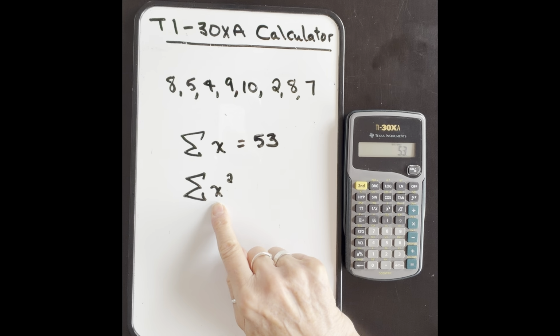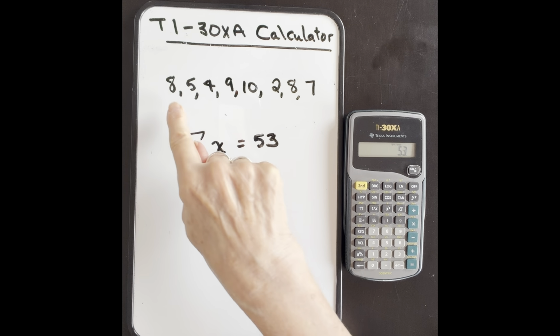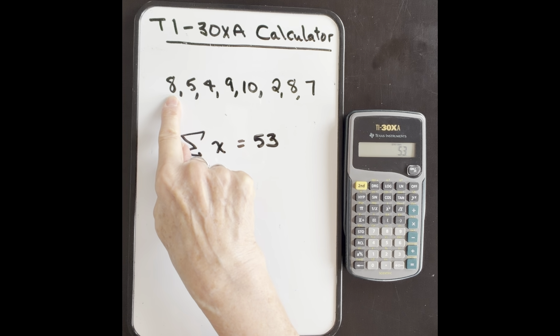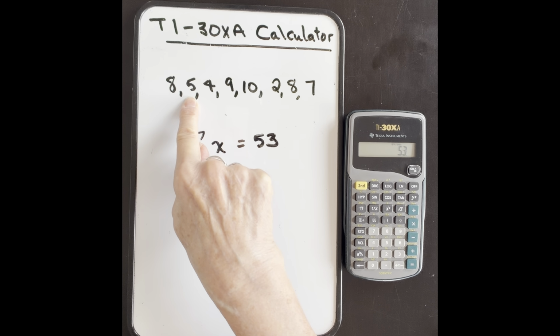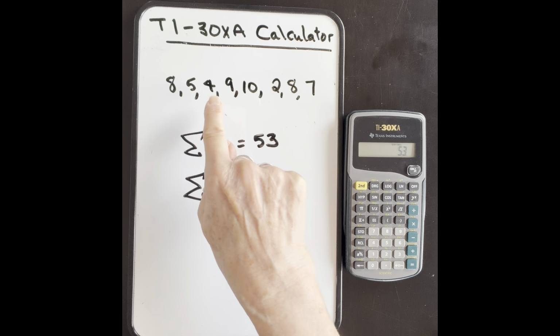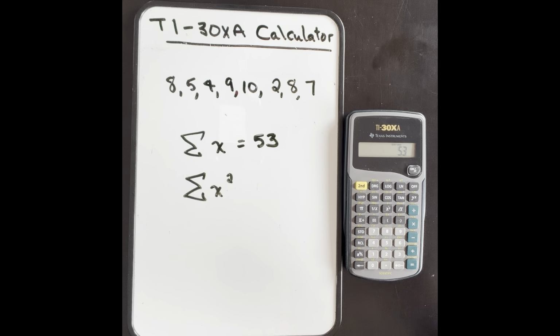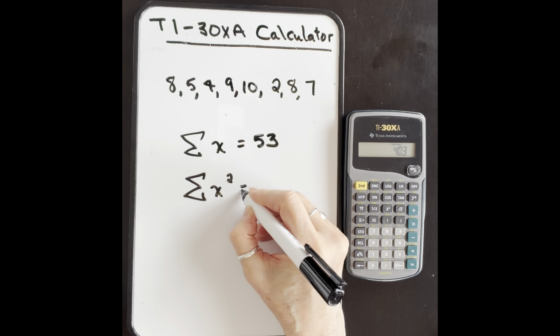The sum of x squareds is the sum of the squares of each individual number. So if we were to square 8, 64, plus 5 squared, 25, plus 4 squared, 16, and so on, and add all of those up, we would get a total, and that function is above the end of the parentheses. So go second function, and we get 403.